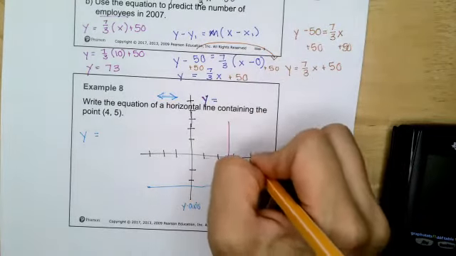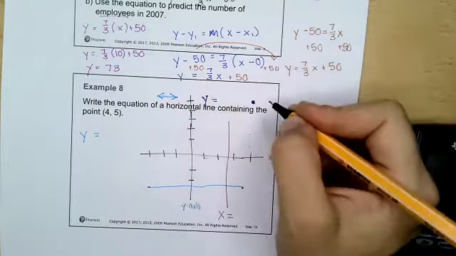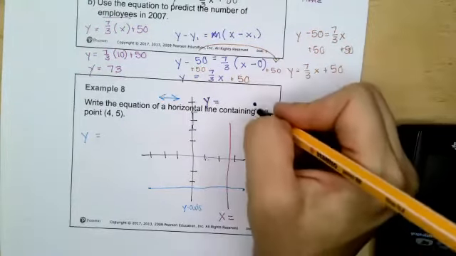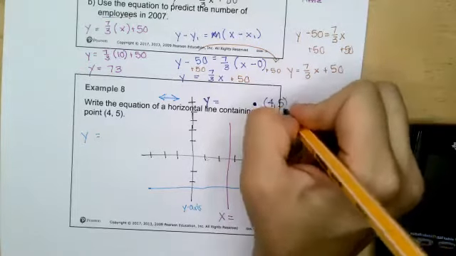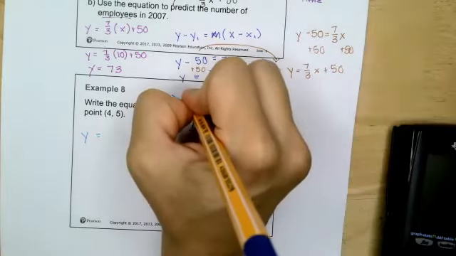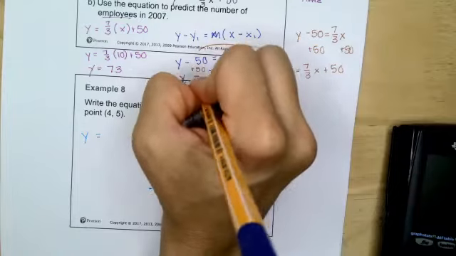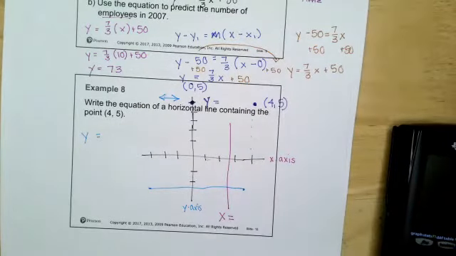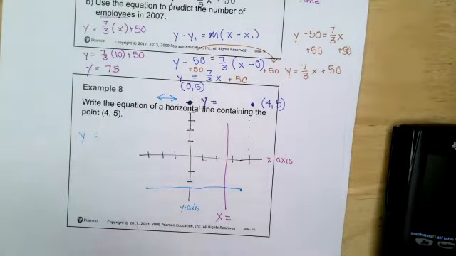1, 2, 3, 4, 1, 2, 3, 4, 5. This is why it's a terrible graph, because I don't want my point up there. Here's the point 4, 5. How do I make a horizontal line that goes through 4, 5? I just pick another point. It also goes through 0, 5, right? But what is the equation of that line? If it goes through the y-axis, it's a y equals.